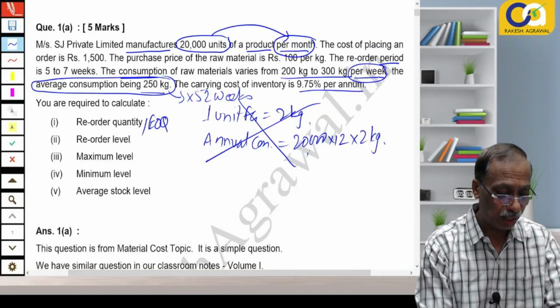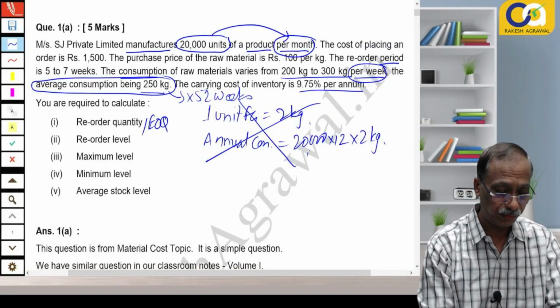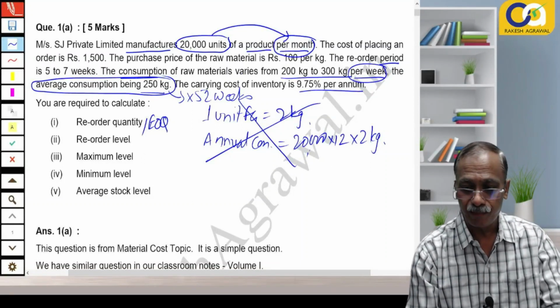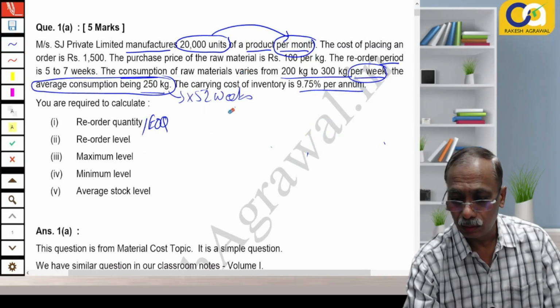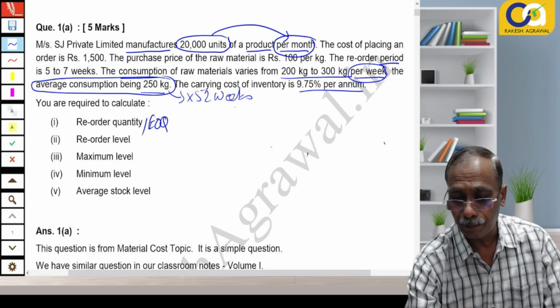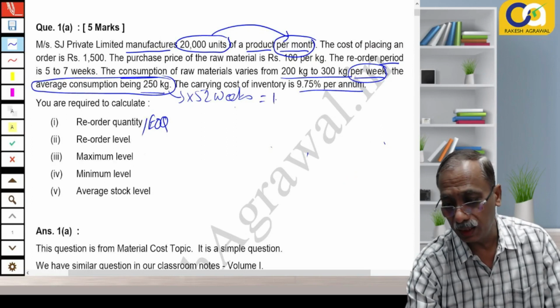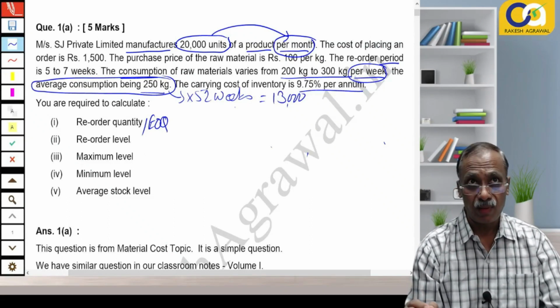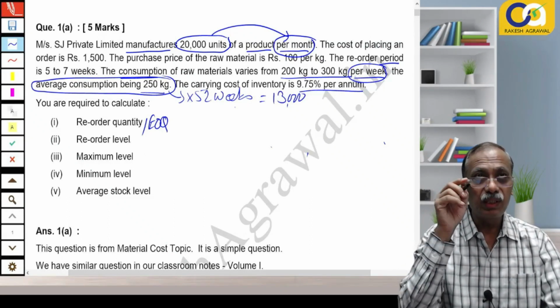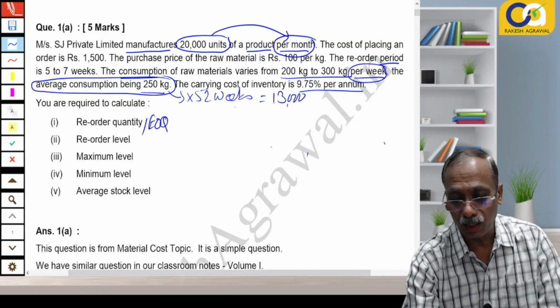How much will be your annual consumption? 250 into 52. Do it. That is 13,000. This irrelevant information I am deleting. So 13,000 kg is your annual consumption. Now, I will use this annual consumption in the EOQ formula.